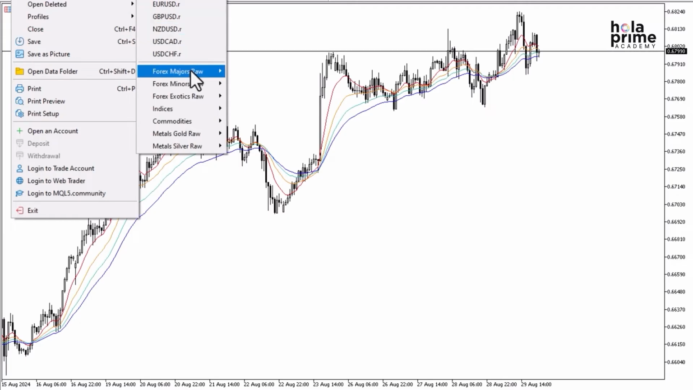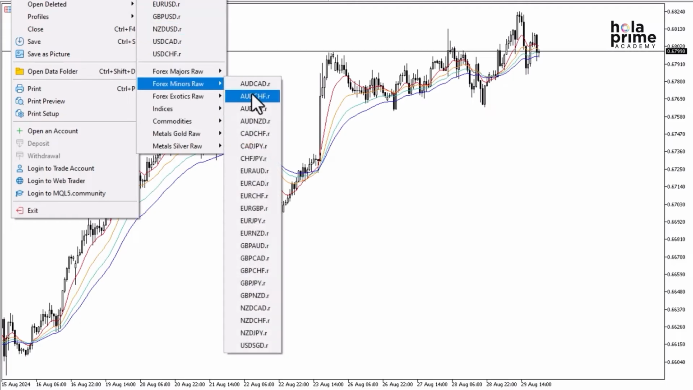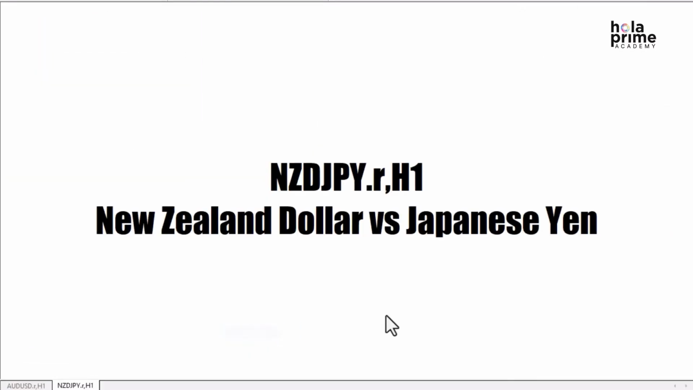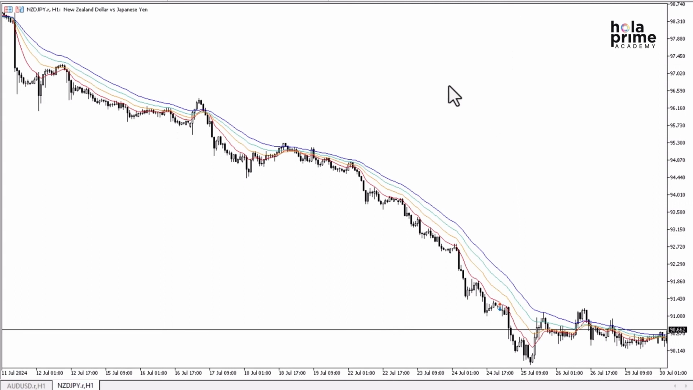So let's take a look at something a little bit more exotic. Why don't we take a look at the New Zealand dollar, Japanese yen?